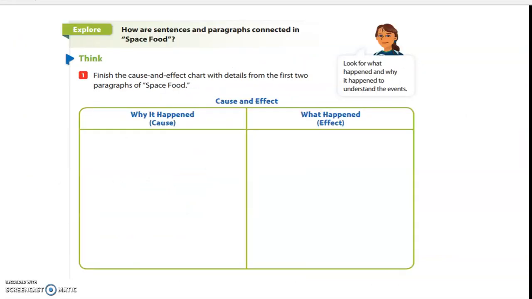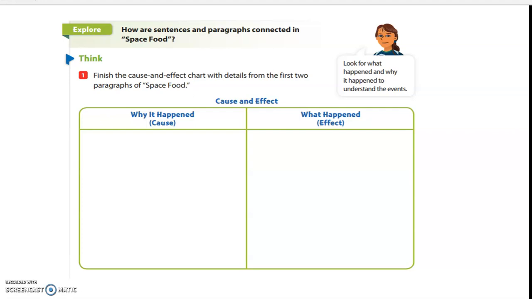Let's take a look at our first graphic organizer. How are sentences and paragraphs connected in space food? Let's think. Finish the cause and effect chart with details from the first 2 paragraphs of space food. Look for what happened and why it happened to understand the events. Sometimes it helps to go back and look at the article.